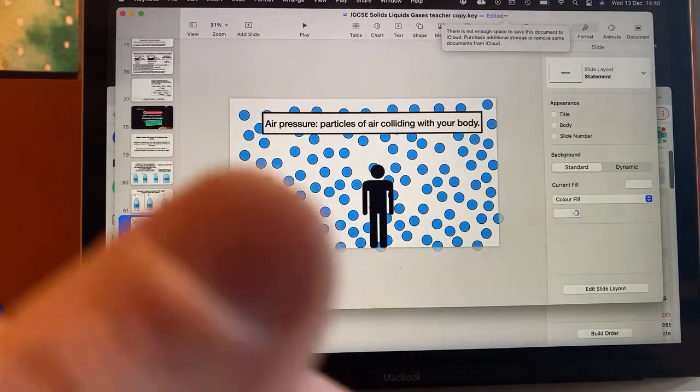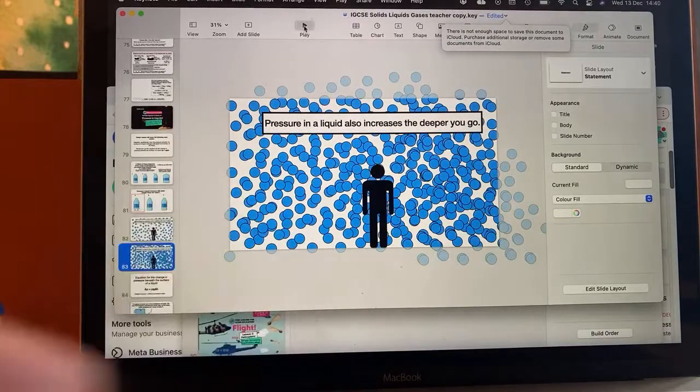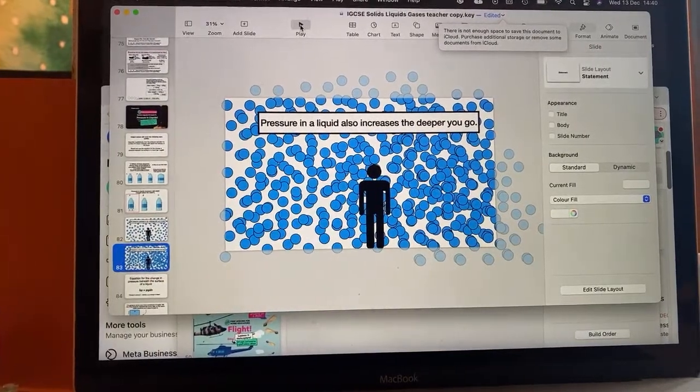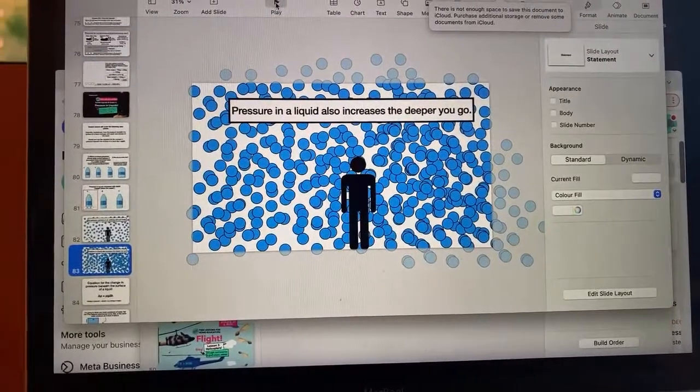Here you go. Look, I had this fantastic demonstration of how pressure in a liquid is different to pressure in a gas, because in a liquid the particles are much, much closer together.